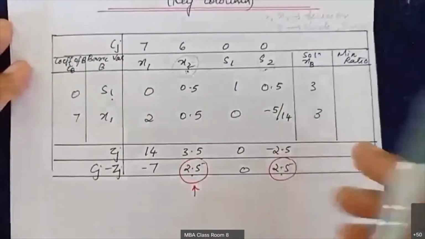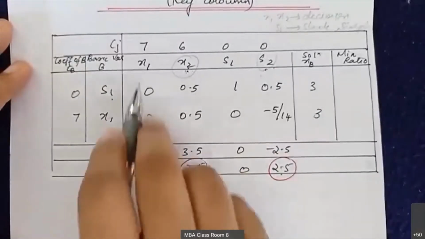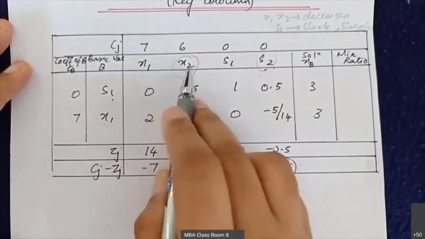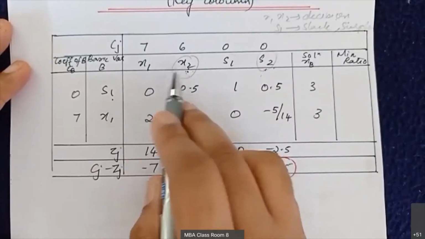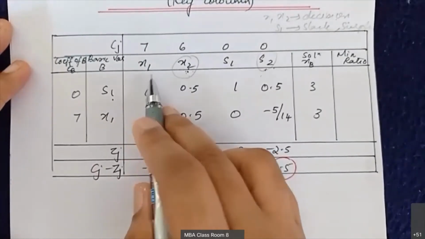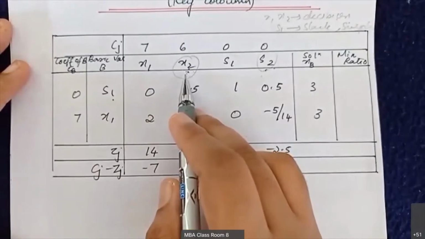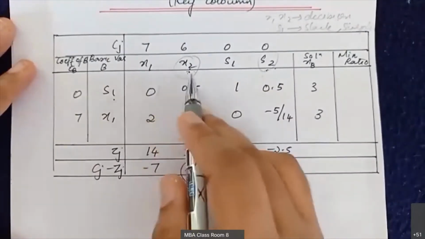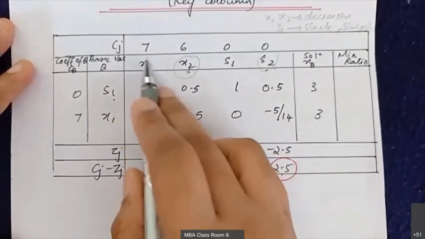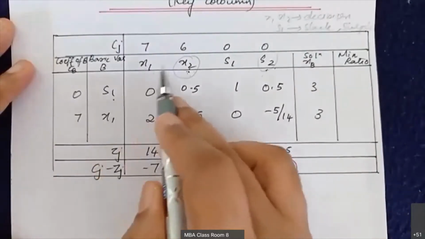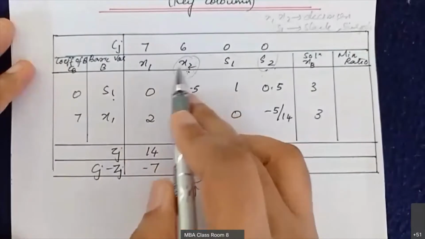Other than that, suppose x1 is there, x2 is there, both are decision variables. If you have a tie between two decision variables, in such cases, we will go for any of them. Any of them can be chosen at random. Either you can choose x1 to be the entering variable or you can choose x2.